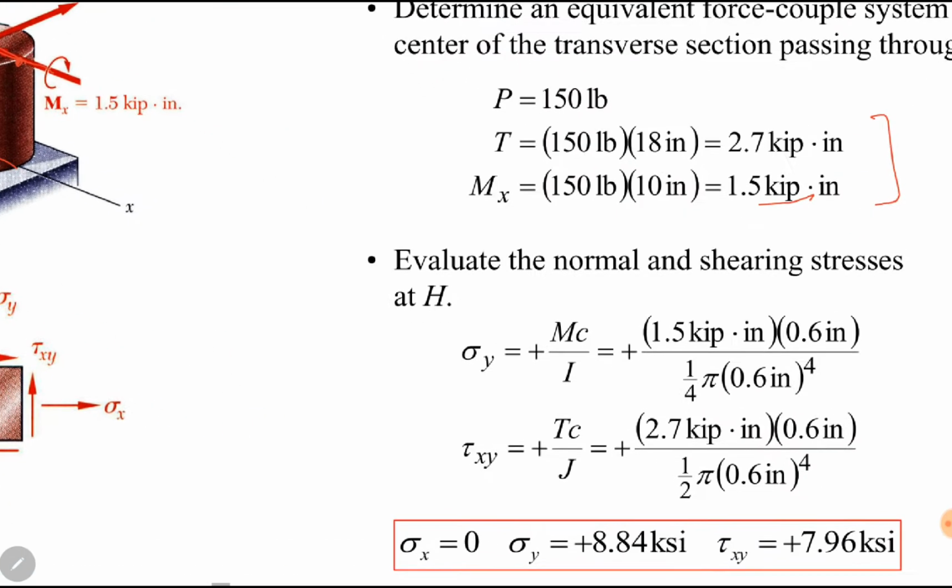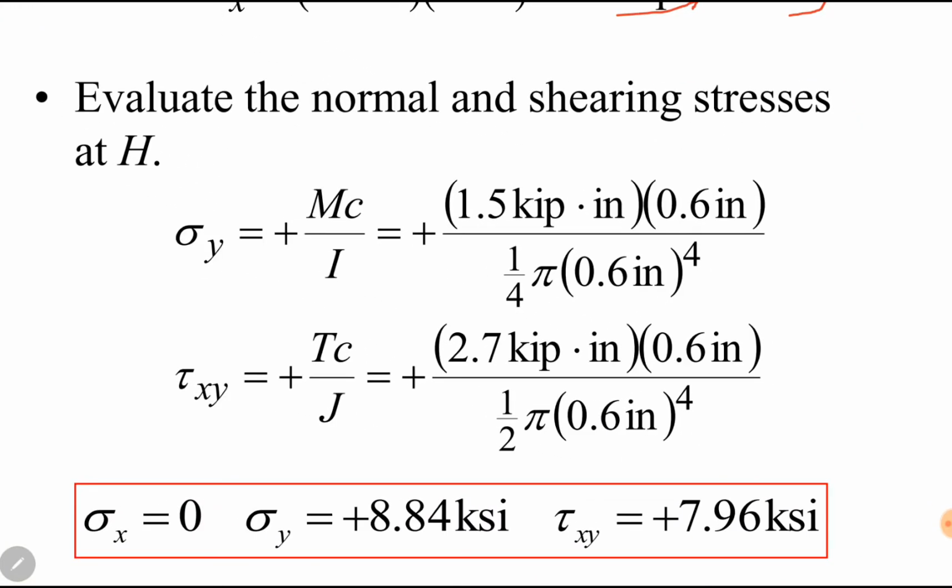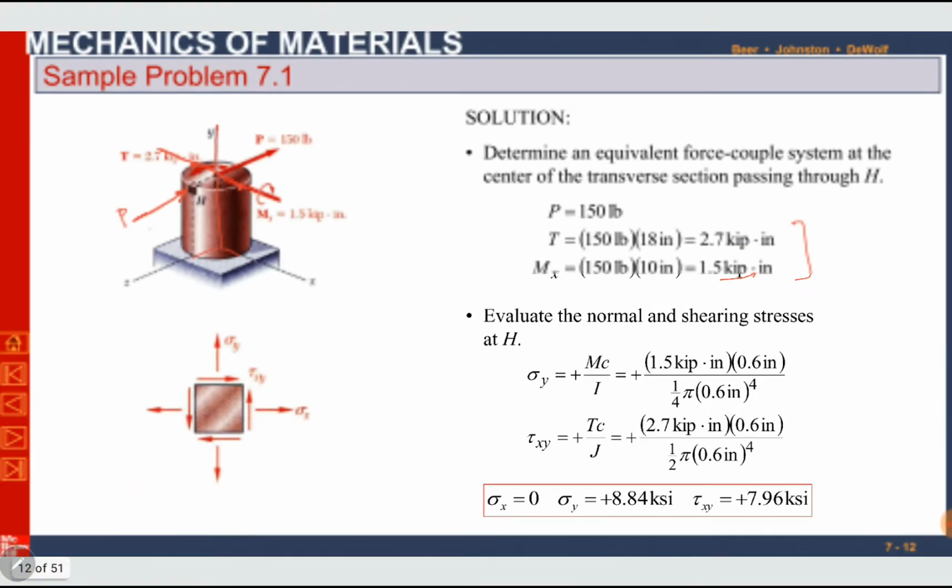Similarly, tau xy is equal to Tc over J. We have studied it in our chapter of torque, chapter number 3. Torque is 2.7 kilopound inch. C is the radius and J is pi by 2, radius power 4. There is no stress in the x direction because there is no normal force in the x direction. Similarly, there is no bending in the x direction, so sigma x is 0. Shear stress is always in a plane, not in a single direction. Sigma x is 0. Sigma y has been found from this expression. Tau xy has been found from this expression. So we have found sigma x, tau xy, and sigma y.